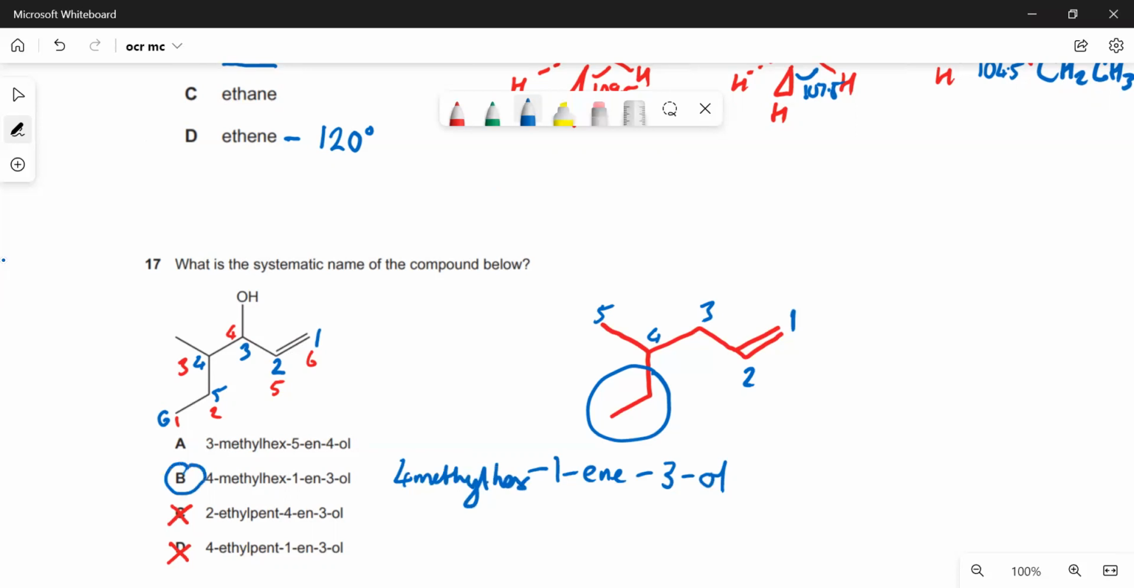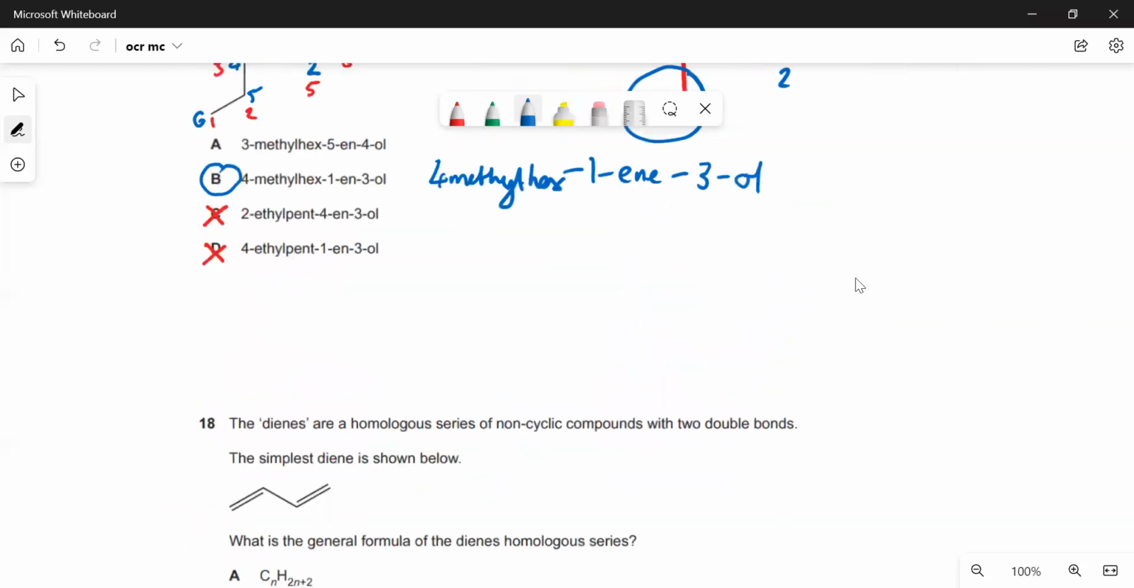Why shouldn't we call it A? If you use the red numbering, you'd end up getting A, which would describe the molecule, right? But it's not the right answer because you've got higher numbers there than you need. You can always work out, so you use the lowest numbers. Okay, so B is the right answer there.